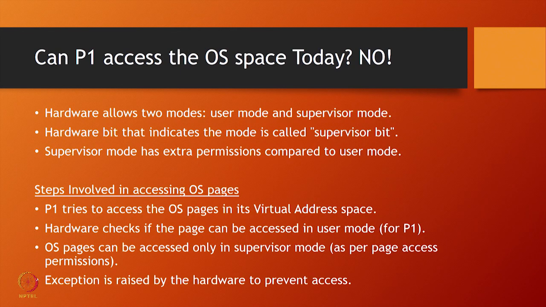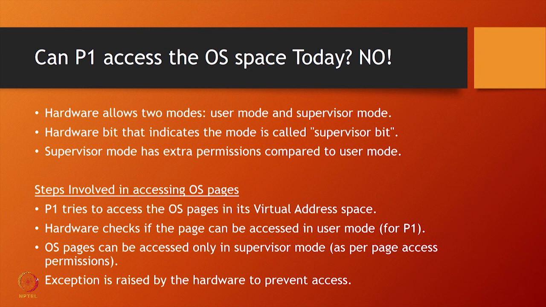So far, as I just summarized, can P1 access the OS space today? As of now, no. Why? The way we have believed so far is that it cannot access. I have explained this in much detail in the IS2 course. The hardware allows 2 modes, user mode and supervisor mode. In actual Intel we have 4 privilege levels. Privilege level 0 is the supervisor mode, the most powerful, then PL1, PL2, PL3. There is a hardware bit that indicates the mode, and this is called a supervisor bit. You can see this in all your descriptor tables, etc.